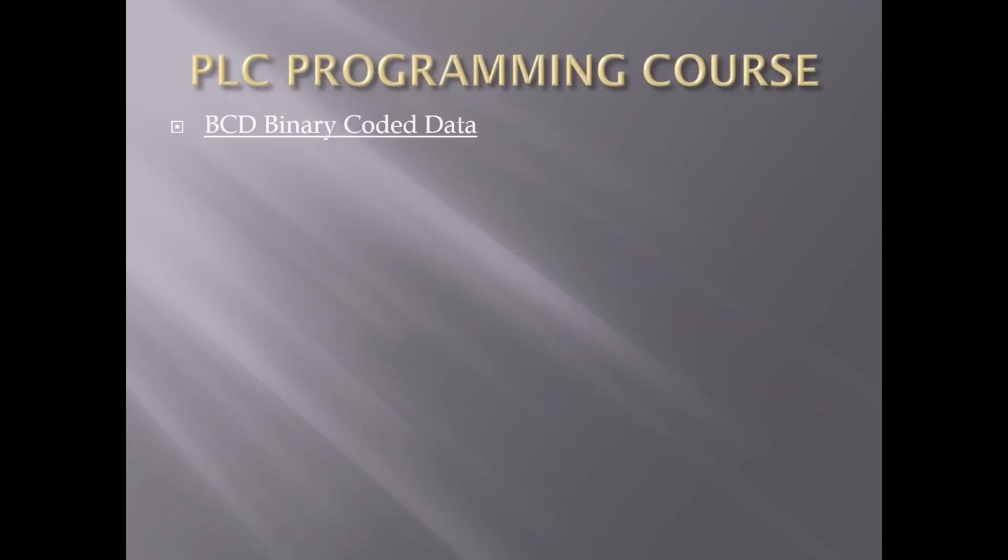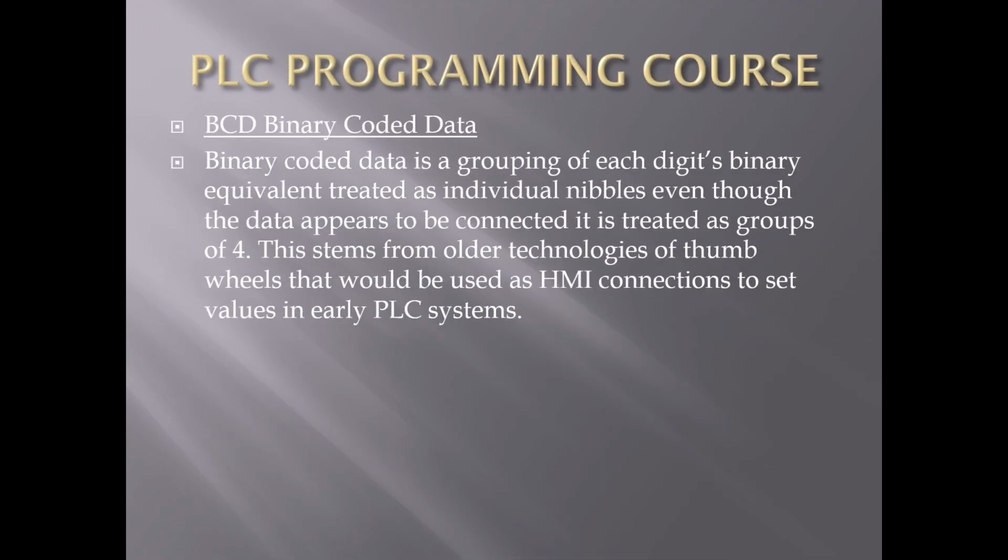Binary coded data, or BCD. Binary coded data is a grouping of each digit's binary equivalent treated as individual nibbles, 4 bits. Even though the data appears to be connected, it is treated as groups of 4.